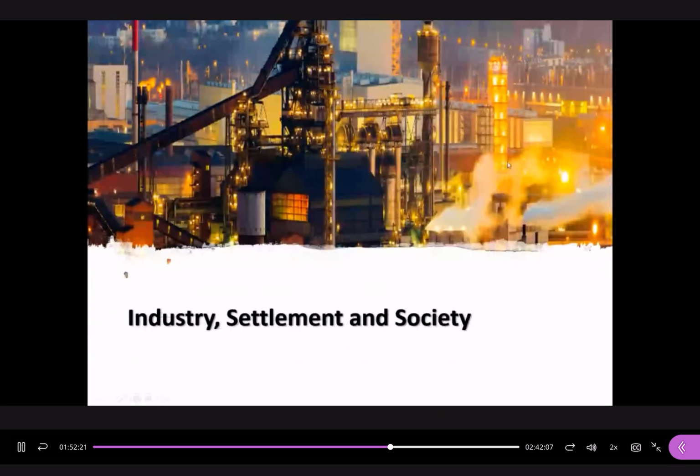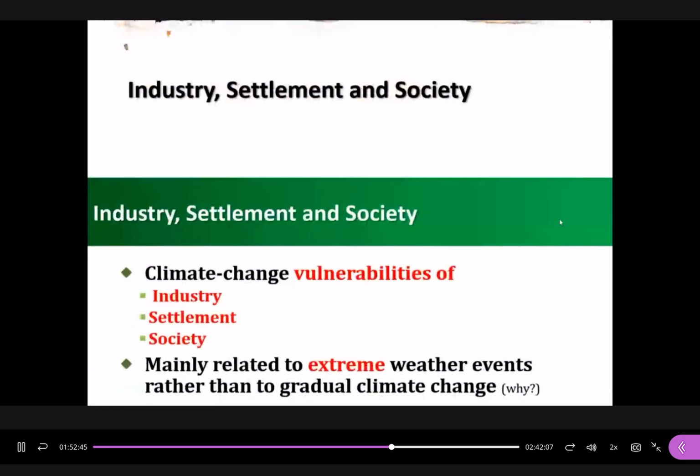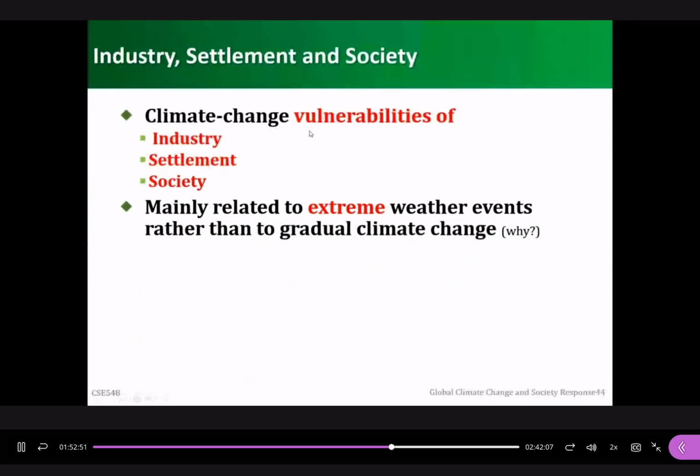Okay, this part is about industry, settlement, and society. Industry here mainly indicates the secondary industry, the manufacturing in the factory. The settlement is the cities or the buildings. The society here is human health. So industry, settlement, and society are vulnerable under climate change. It's mainly related to extreme weather events instead of gradual climate change.